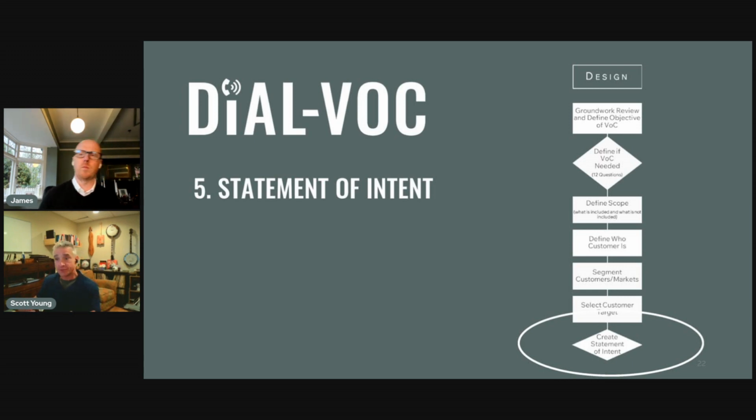So after you've created this, we now understand what we need to do. We understand what the objective of it's going to be. We understand what we want to measure in terms of the scope. And now we know who we want to talk to with this. The most critical point of this design phase is to create what's called a statement of intent. It's the last phase of this.